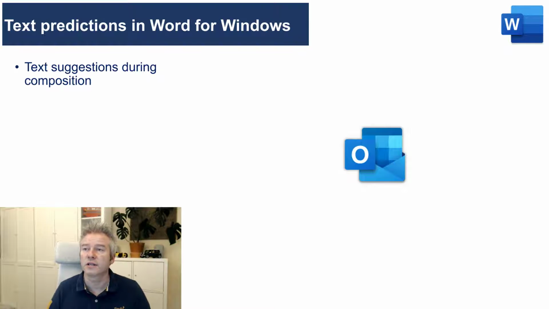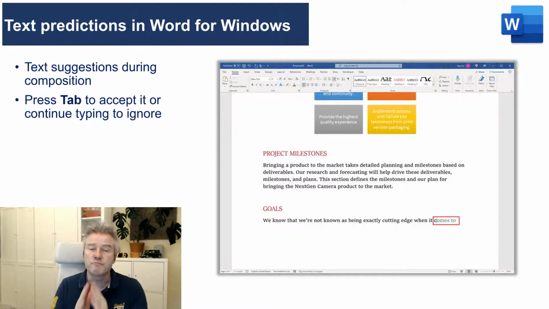Text predictions in Word for Windows. So you might have seen something like this last week when I was talking about Outlook. So let's have a look at what this does. So you type it away, and it predicts what you want to say, and you click the tab key to take the suggestion, or you just carry on typing if you don't want to.